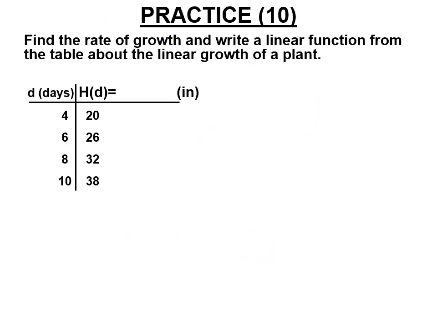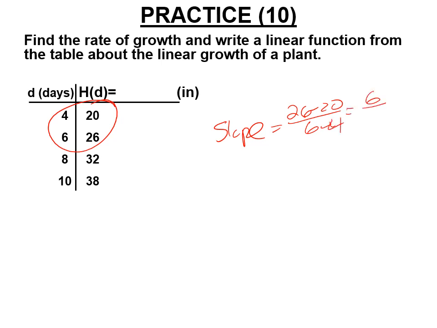All right, so here we go. Find our slope. I'm going to just do it there. 26 minus 20 over 6 minus 4, which I'm getting sloppy, which is 6 over 2, which is 3. So the rate of growth is 3 inches per day. Wow, that plant grows very fast. 3 inches per day. Okay, so since I don't have a 0 days there, I'm going to put the 3 into y equals mx plus b. I'm going to pick the first one.